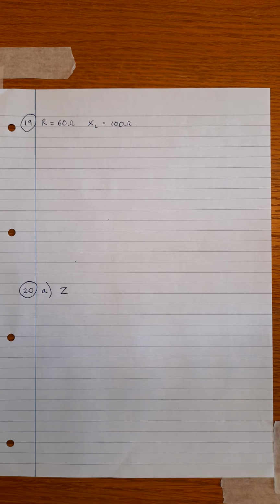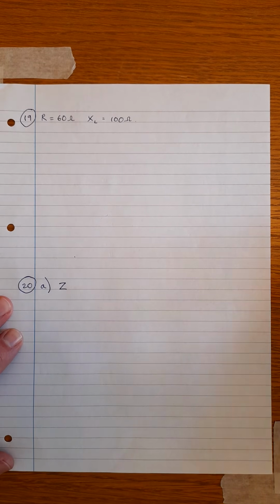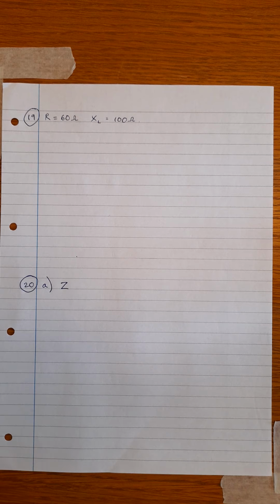Question 19, so I'm okay for time. Difficult for me to do this on camera, but I'll fiddle about with it. It says a circuit is supplied with 230 volts, 50 hertz. Don't worry about that. Its inductive reactance is 100 ohms. Its resistance is 60 ohms. Draw to scale. That's the bit that many people mess up. Draw to scale the impedance triangle.